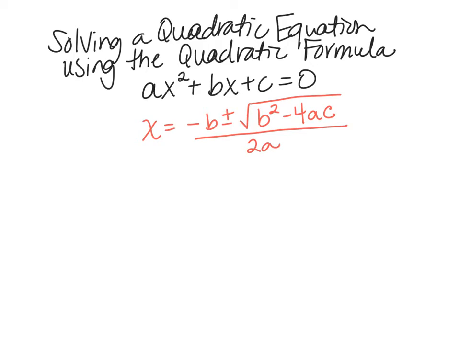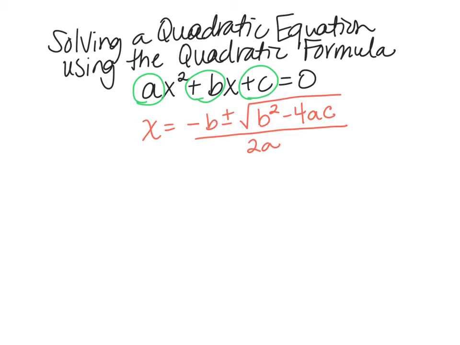Then I'm going to identify my A, my B, and my C. So I'm going to see my A is in front of my squared term, my B is in front of my X term, and then my C is my constant. So we're going to identify what those three terms are, and then we'll plug directly into our formula.